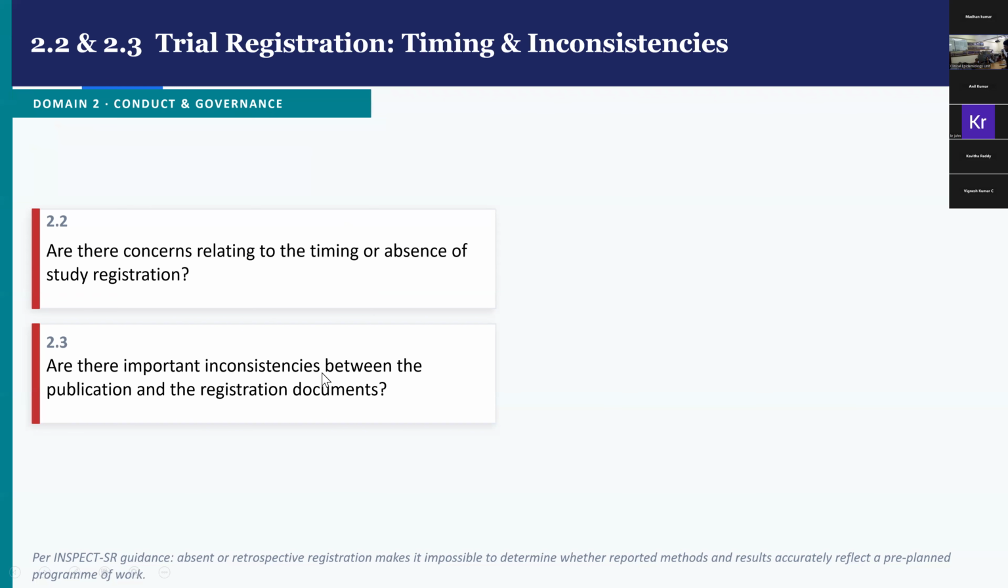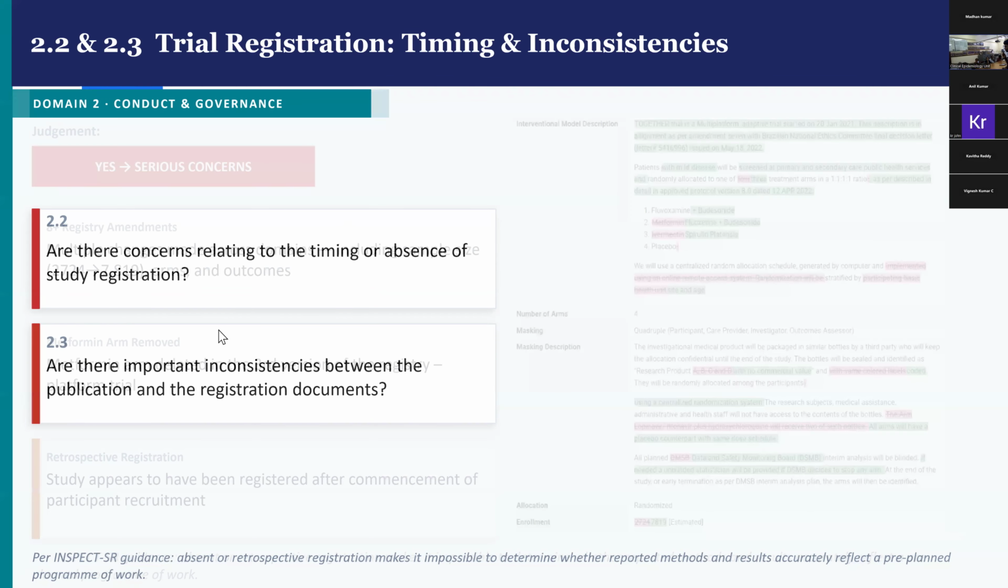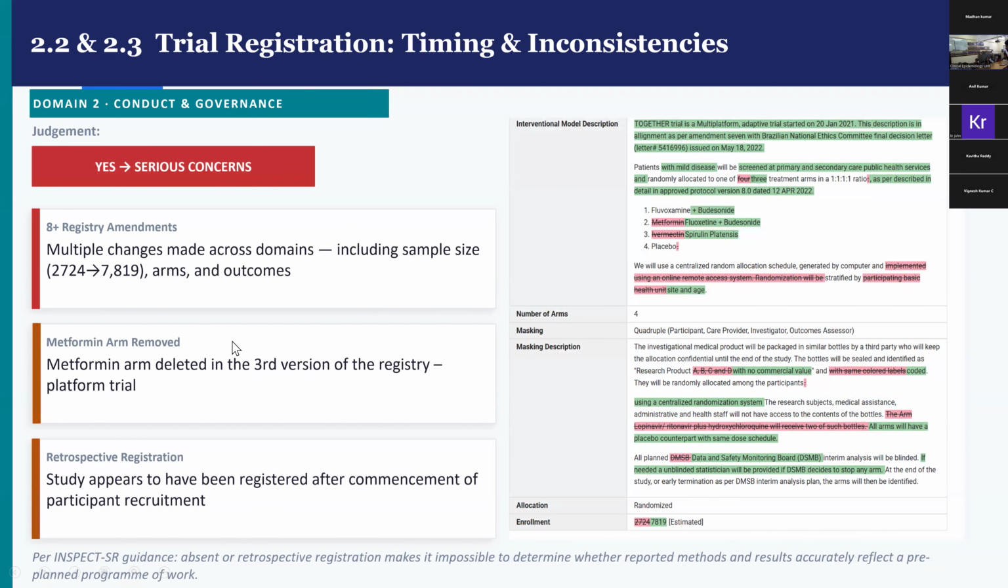And the third question was, are there any important inconsistencies between the publication and the registration documents? There were about 8 different versions published in the registry, and there were 8 different changes made across the arms. Metformin was there in the first and second versions, and from the third version of the registry, we noticed that metformin was removed. And it appears that the study has been registered after commencement of participant recruitment.